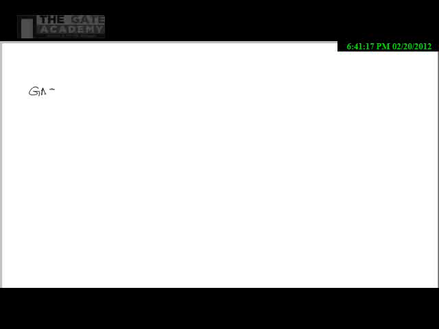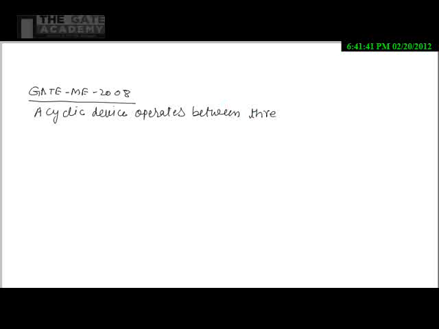Now let's take another problem which was asked in GATE 2008. First I am writing the problem. A cyclic device operates between three thermal reservoirs as shown in the figure.